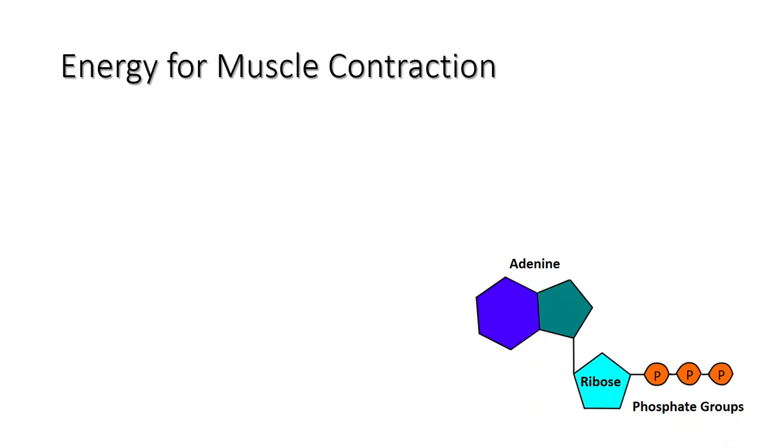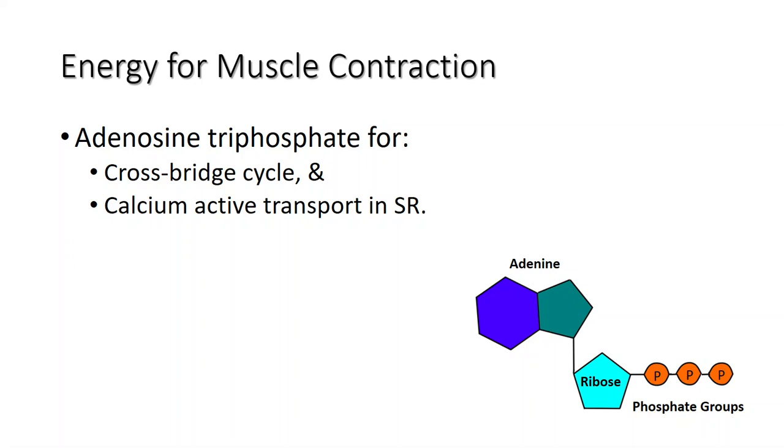Adenosine triphosphate is the energy for muscle contraction. In addition to its direct role in the cross-bridge cycle, ATP also provides the energy for the calcium pump in the sarcoplasmic reticulum, which is an example of active transport.